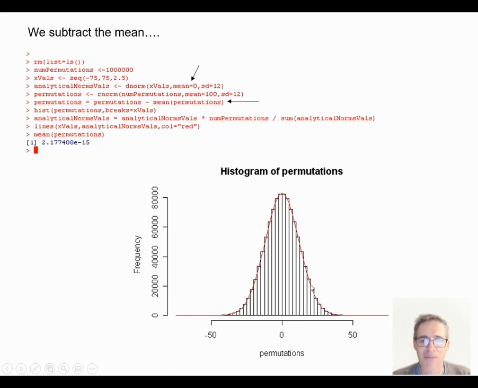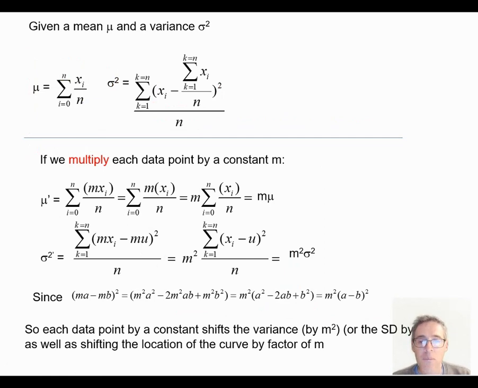I make a histogram of all of these, as before. Everything is exactly the same. The standard deviation is still 12. The standard deviation hasn't changed at all. But now I'm centered over 0. And if I take the mean of these permutations, that's indistinguishable from round off, centered over 0. Okay, so that's fine. Now what happens if we multiply each data point by a constant?